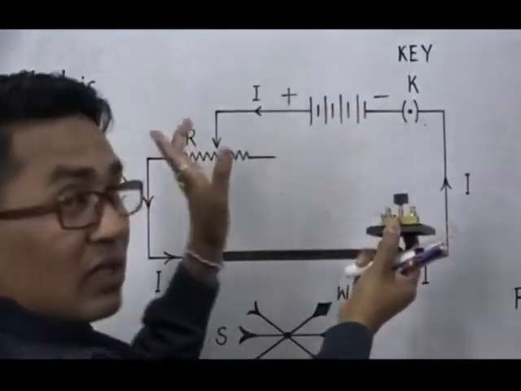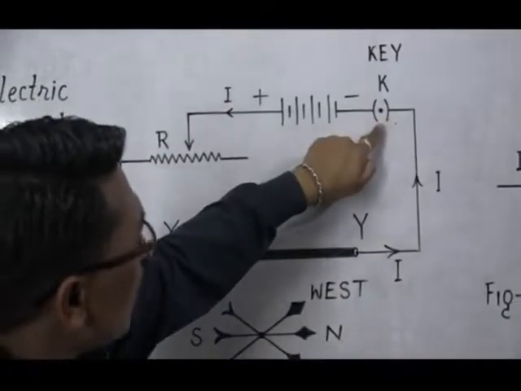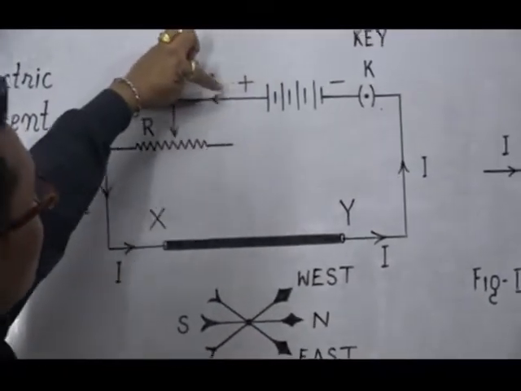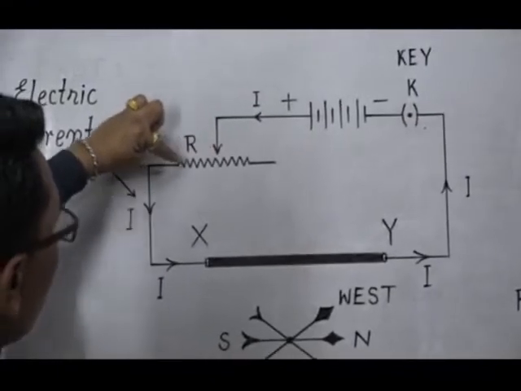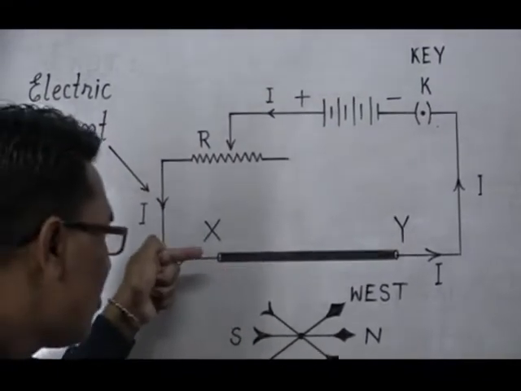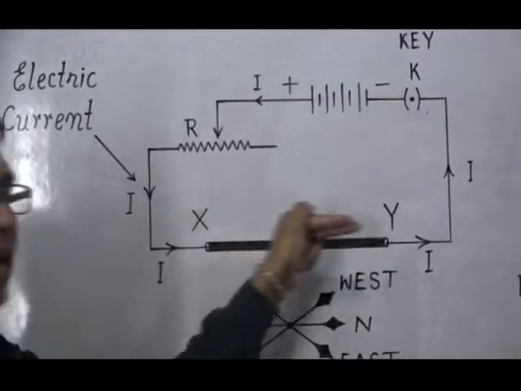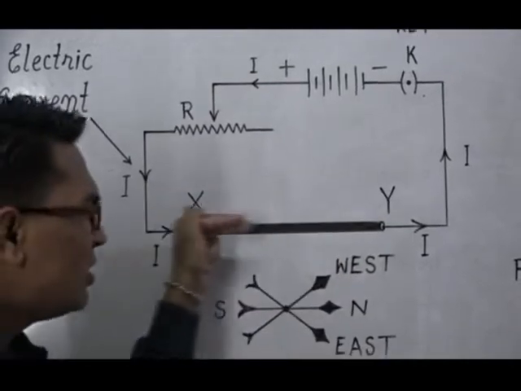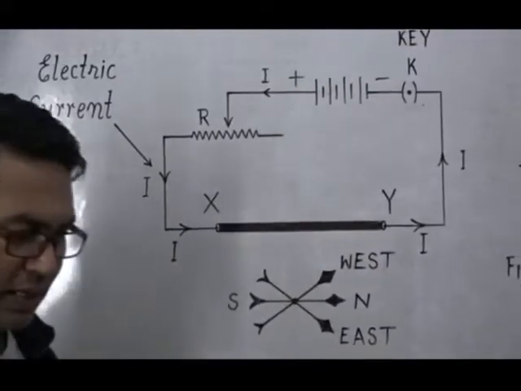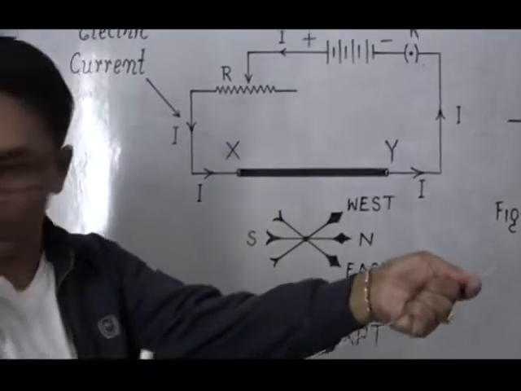The battery has a plus and minus. The battery positive terminal sends the electric current through the conductor X Y. The current flows from south to north direction. This is a straight conductor.